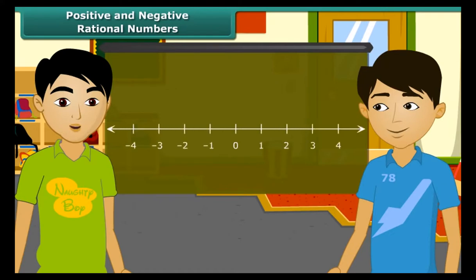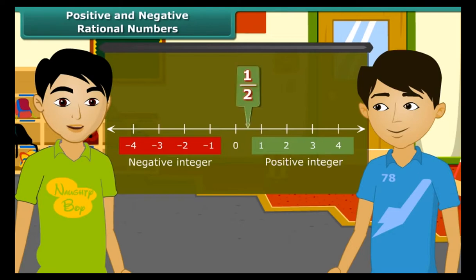How do we represent a rational number on a number line? Look at this number line. Points on the right side of 0 are called positive integers, and points on the left side of 0 are called negative integers. Let's mark 1/2 on this line. 1/2 will lie in between 0 and 1, and -1/2 will lie in between 0 and -1.